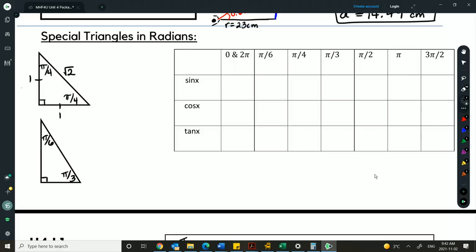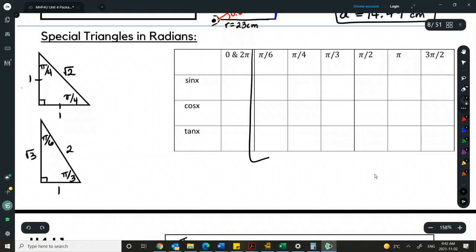The rule is that the smallest side goes across from the smallest angle, and pi over 6 is the smallest angle here. That will be the side ratio of 1. The middle angle should go across from the middle side, so that will be across from pi over 3, which is root 3. And then the largest side should be across from the largest angle, so that will be the hypotenuse here.